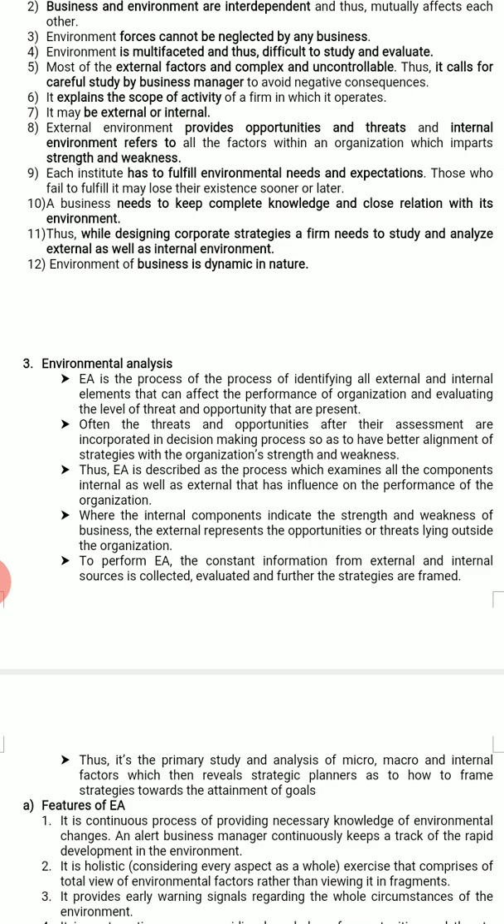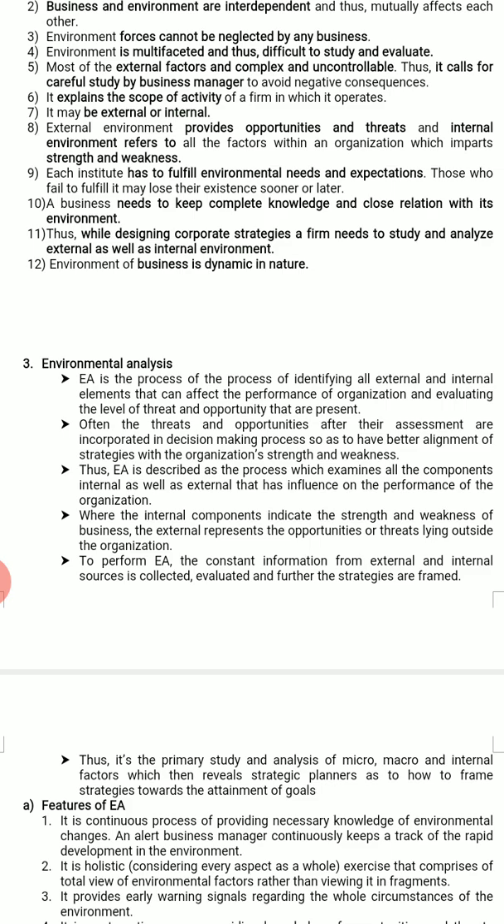So most of the external factors are complex and uncontrollable, we have seen earlier also, and thus it calls for the careful study by the business manager to avoid the negative results or maybe the consequences. Because the external factors are complex and uncontrollable, their careful study is required by the business manager so as to avoid the negative consequences, right? Consequences means result.